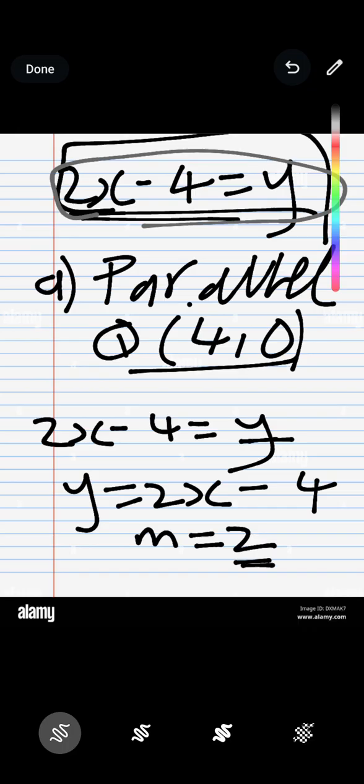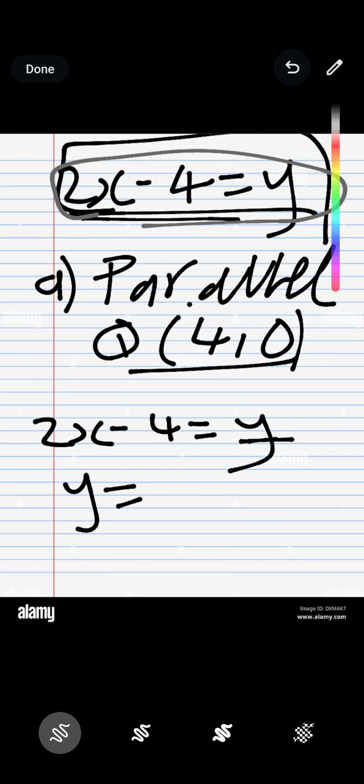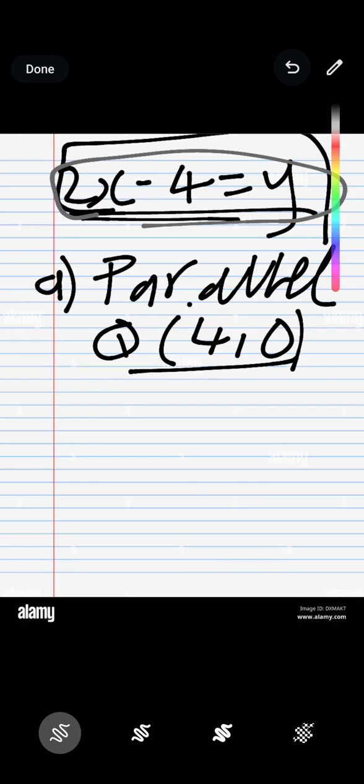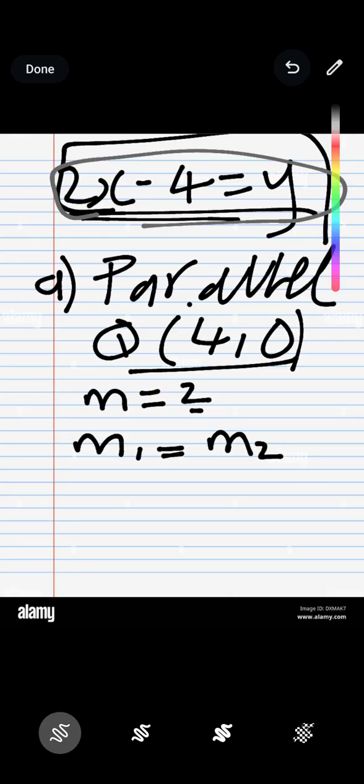Once you have the gradient, then we go to the next step. We forget about this line and think about the parallel line. For the parallel line, we know that the gradient is 2, because m1, the gradient of the first line, is equal to m2, the gradient of the parallel line, which is 2. Now with this information, which method should we use, my method or the student's method? We're going to use the student's method because I also think it's short.